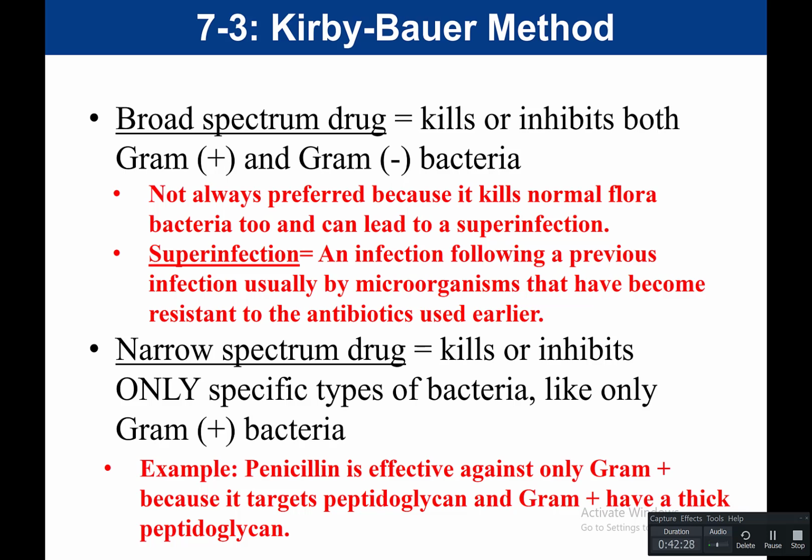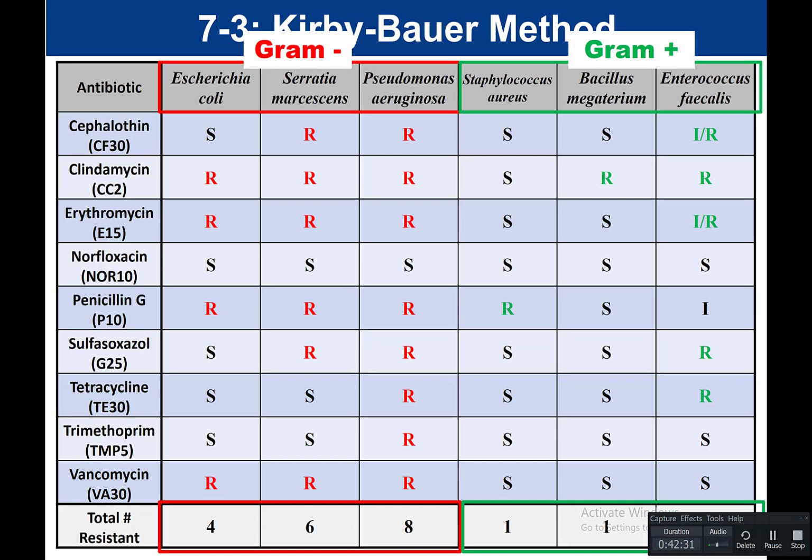So let's look at our data and see which of the drugs that were tested were broad spectrum and which ones were narrow spectrum. If we look at clindamycin, for example, notice that the only bacteria that is sensitive to clindamycin is Staphylococcus aureus. This is extremely narrow spectrum, very, very narrow spectrum. Notice it's not effective against all gram-positives. It is specific to Staph aureus.